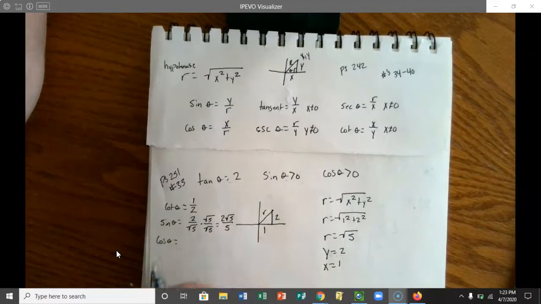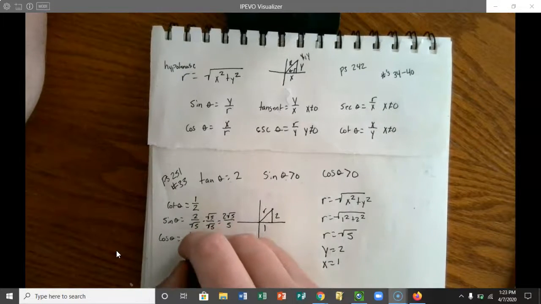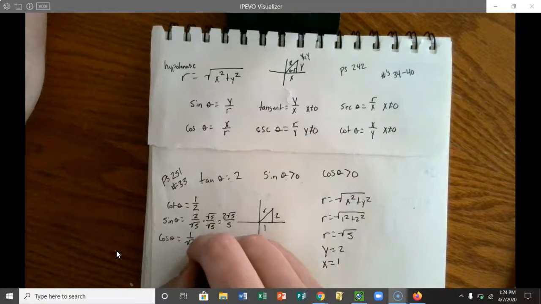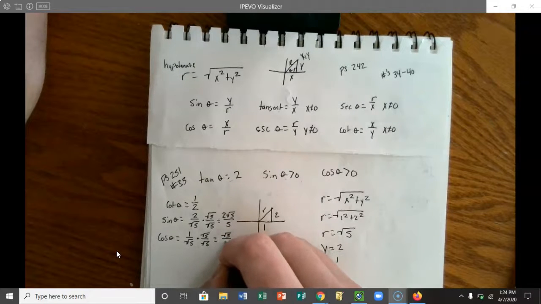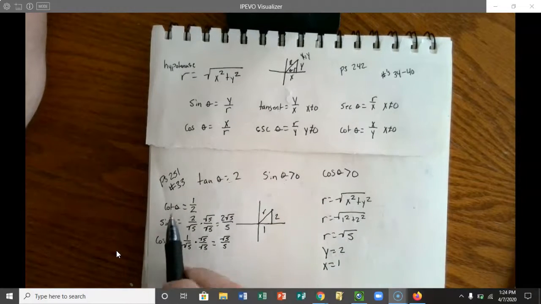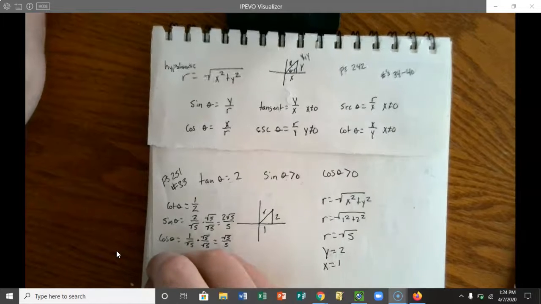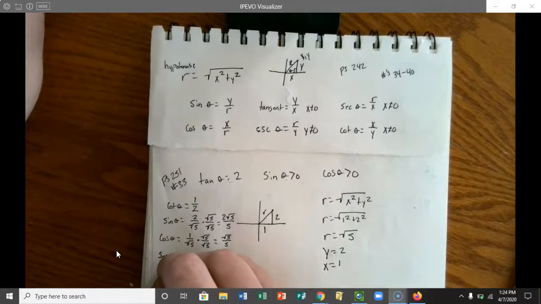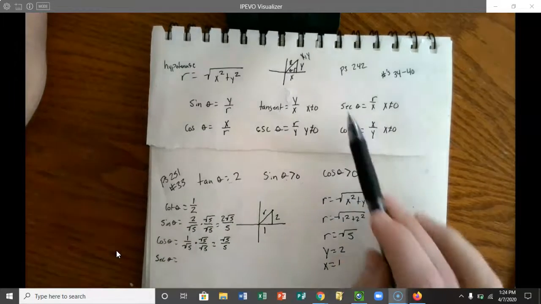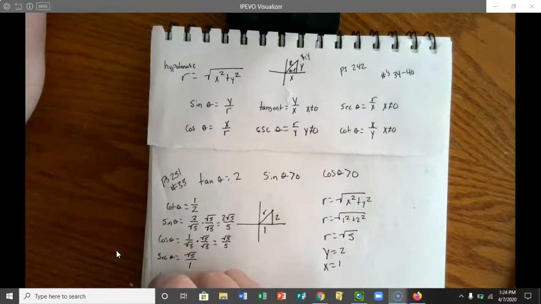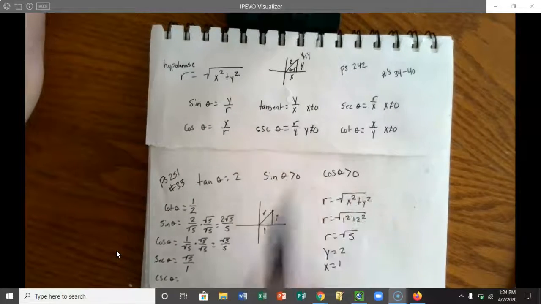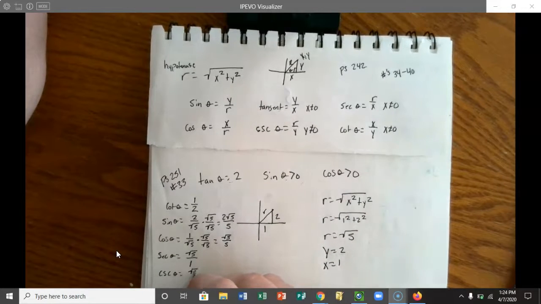Cosine of theta is equal to x over r, or 1 over the square root of 5. To rationalize the denominator again, the square root of 5 times the square root of 5 is 5, so we get the square root of 5 over 5. And now we have our reciprocal functions. First one is secant theta, which is equal to r over x, or the square root of 5 over 1. And cosecant of theta, which is equal to r over y, which is the square root of 5 over 2.